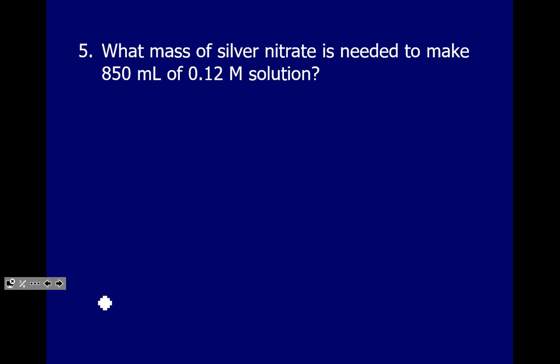Okay, what mass of silver nitrate is needed to make an 850 milliliter solution of 0.12 molar solution? Okay, so we have to start thinking like chemists. When it asks for what mass, what are we really looking for first? In your brain right away, you should be thinking, I need to find moles, because we can always go from moles to mass with a molar mass. So when it says what mass, I first find moles, and then I know an easy way to get there using the molar mass.